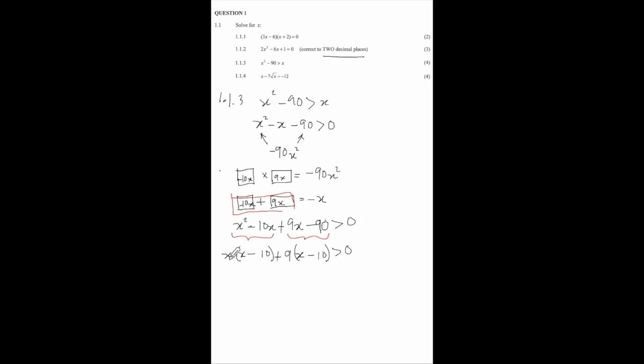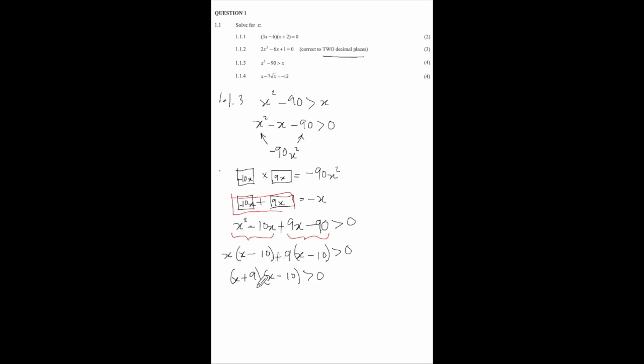Then I'm going to bring together these terms that are outside of the brackets into one set of brackets: x plus 9. And then I take the factors in brackets, that's x minus 10. Greater than 0. So my factorization is essentially complete there.